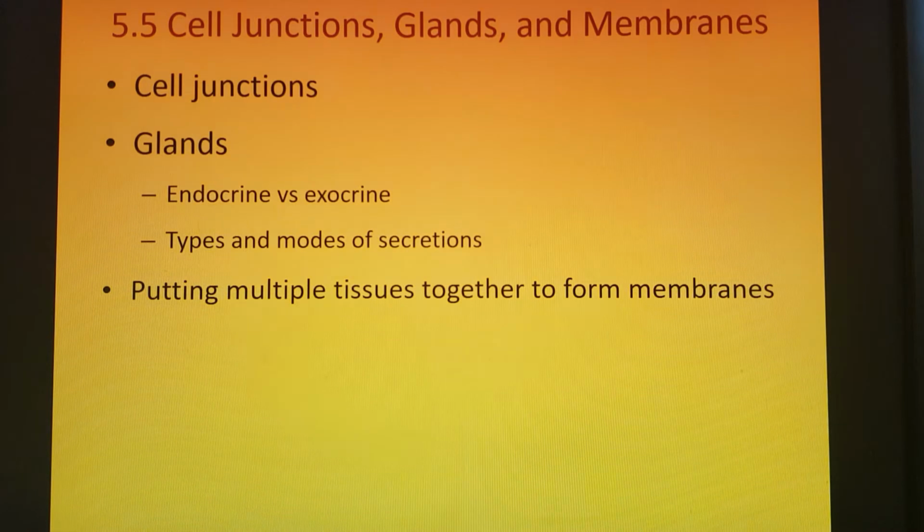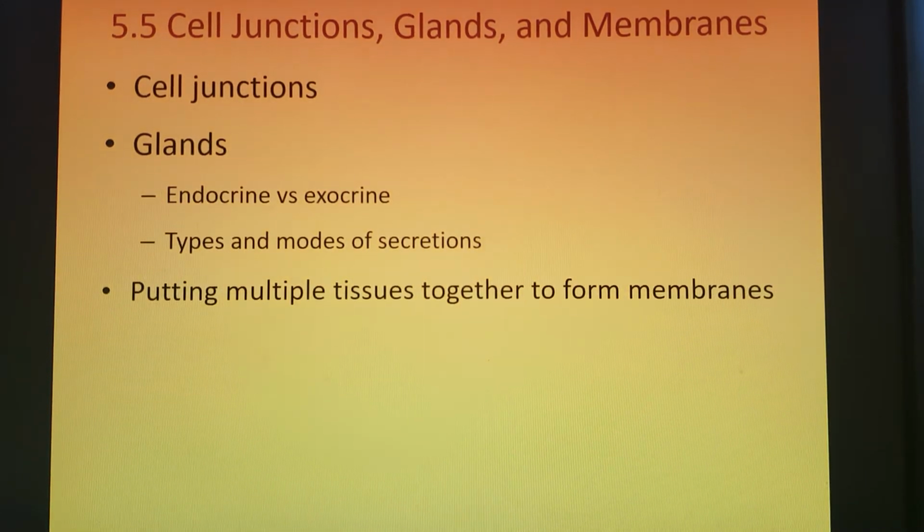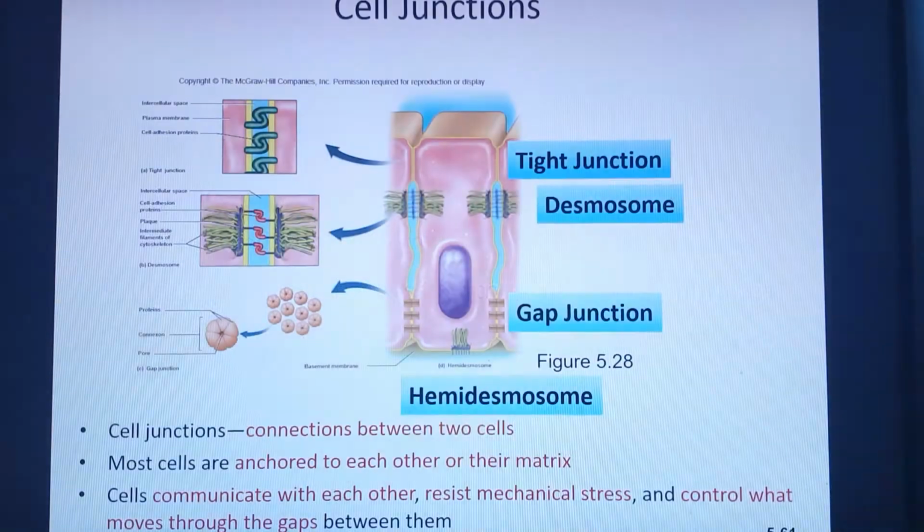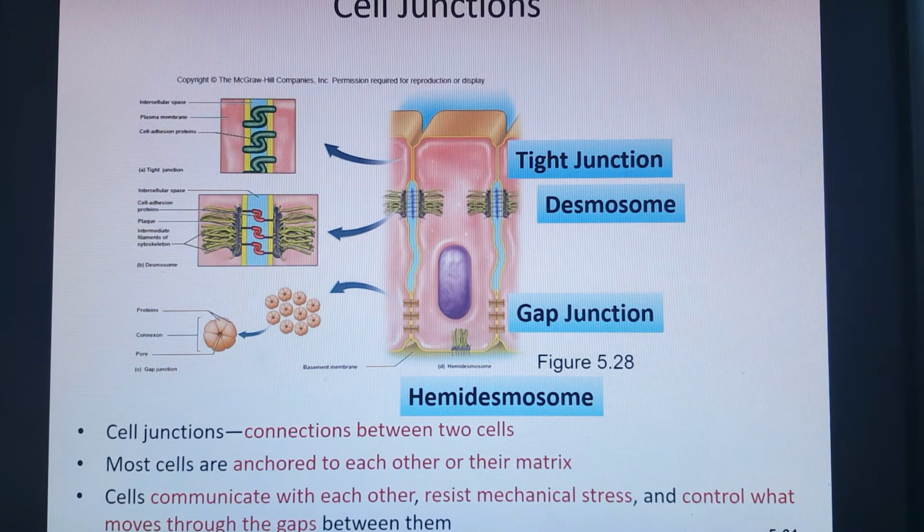Okay, next section, because I've got 2 more sections. Well, this one and another one, is our cell junctions, glands, and membranes. Okay, so for our cell junctions, I'm actually only going to cover 2 because those are the ones on the study guide. So we have tight junctions and gap junctions, which are the ones I'm going to cover.